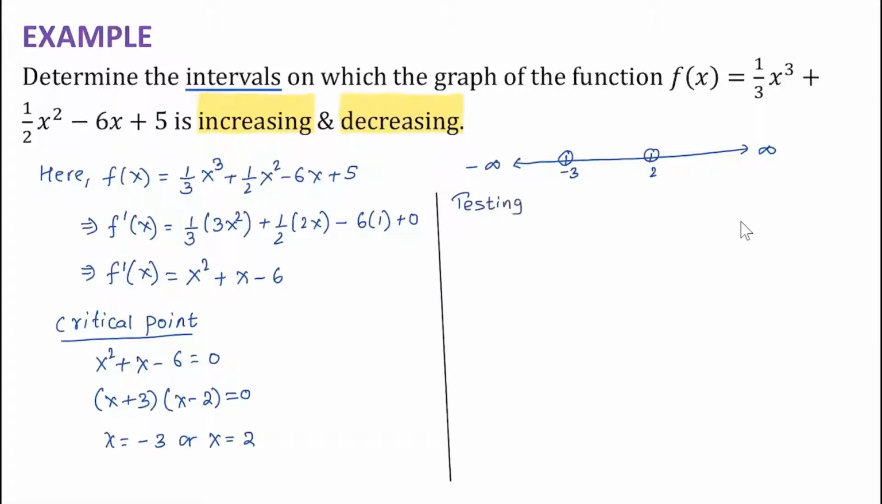The first one is when x is less than negative 3. Now you have to plug in something from this interval. Here is negative 3, so the easiest one will be to plug in negative 4. So what I'm doing is selecting a value from here and finding the value of the first derivative in that interval.